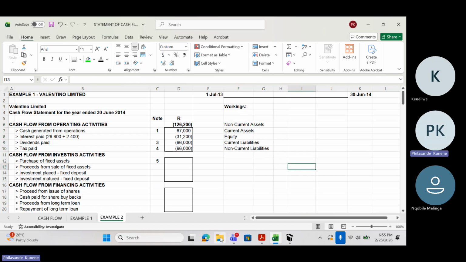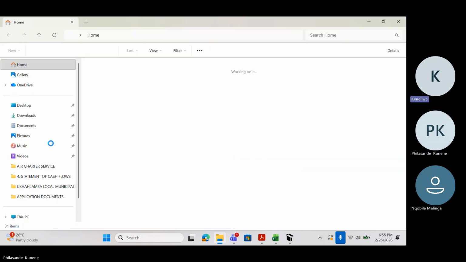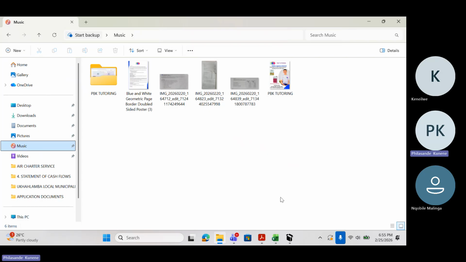Which section of the balance sheet do I need to look at? Do I look at current assets? Do I look at non-current assets? Do I look at the equity? Do I look at the current liabilities or non-current liabilities? Non-current assets, very good. We're looking at the non-current assets.